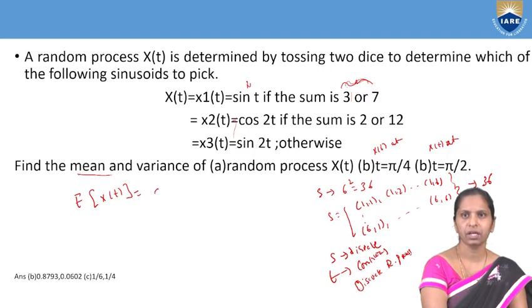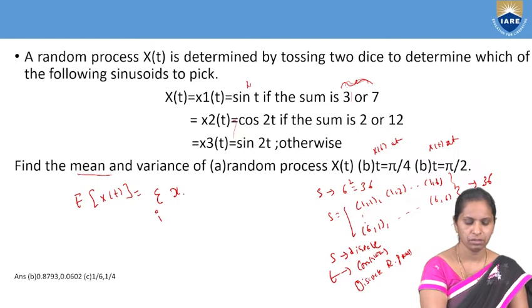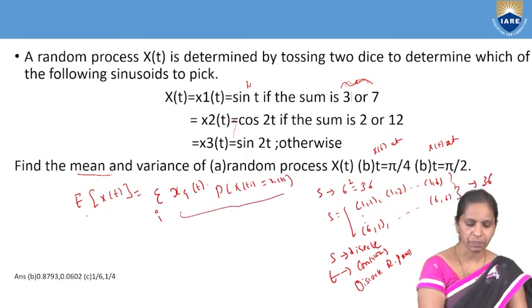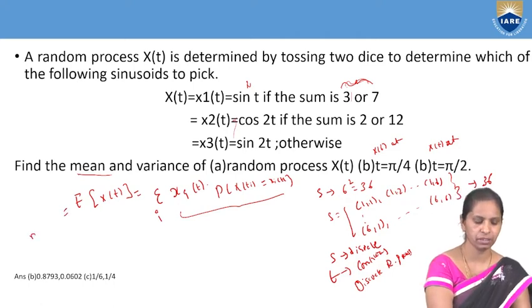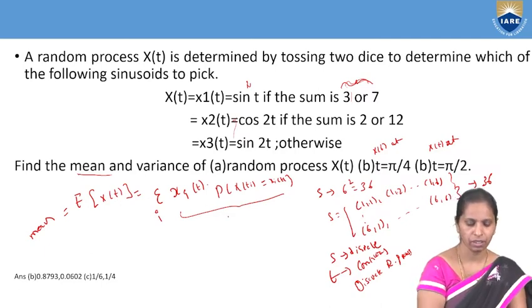You have to take the sigma. Instead of integration, you have to take the sigma. So, sigma over i of xi of t into p of x of ti is equals to xi of t. So, this is the expectation or the mean. Here nothing but what? The mean. So, the mean of the random process for any time t. So, like this I can define here. Okay. This is a formula.